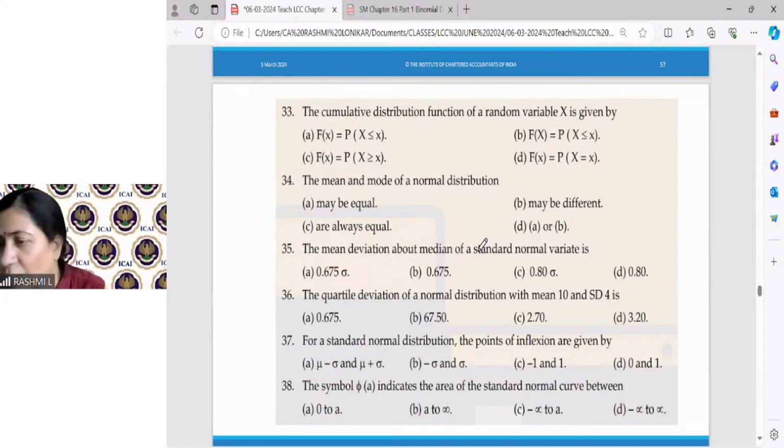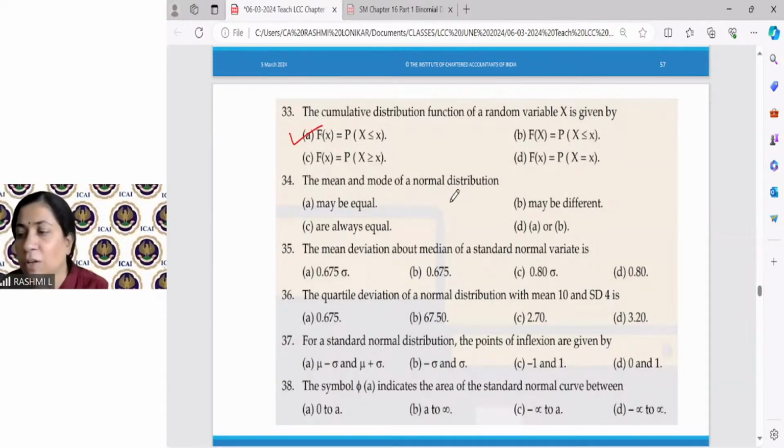Okay, very nice. 33. Anuj is saying A. Let us check. The cumulative distribution function of a random variable x is given by F(x) = P(x less than or equal to x). So, what is the correct answer? A is the correct answer.